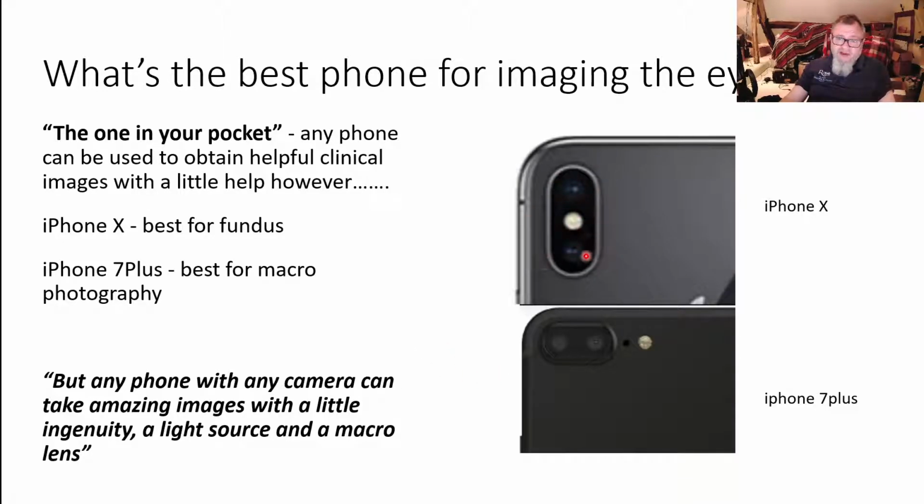My current favourite is the iPhone X. The iPhone 7 and 8 have a slightly different arrangement of lenses, and these are really helpful for macro photography, which we're going to talk about later, because actually we can put a macro lens on this camera lens here, and then use this light to illuminate the image, which we'll talk about in a moment.